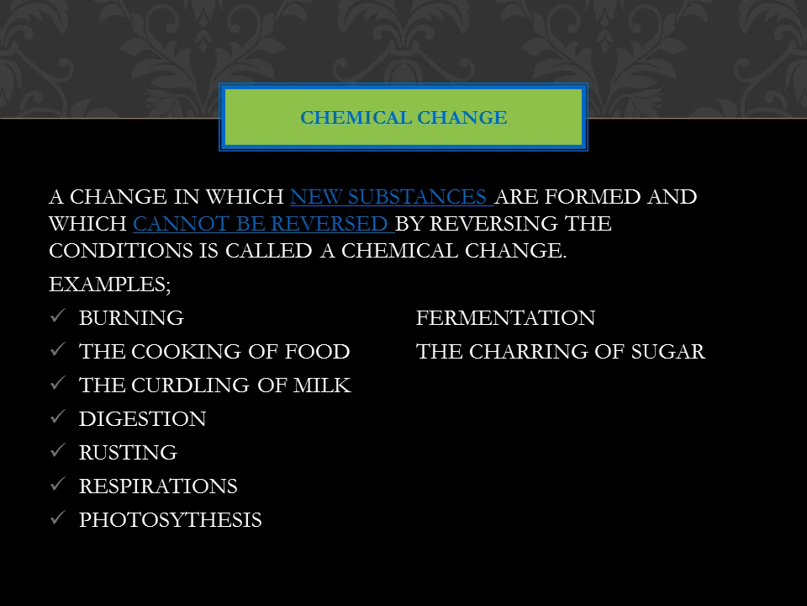Photosynthesis. Green plants prepare their food from CO2 and water in the presence of sunlight and chlorophyll. New substances, glucose and oxygen, are formed and the change is irreversible. So it's a chemical change.